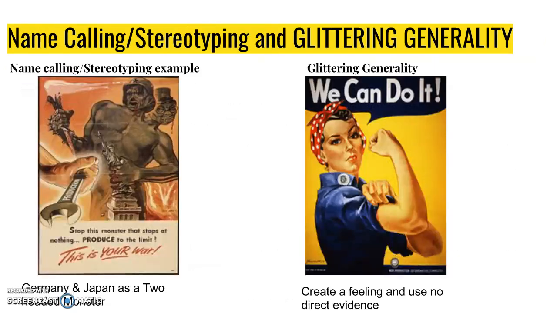The first one that we're going to reiterate now is name calling and stereotyping. The example on the left demonstrates a Nazi and German soldier acting as a two-headed monster. Glittering generality is having Rosie the Riveter here, saying we can do it, to create a feeling, and uses no direct evidence.